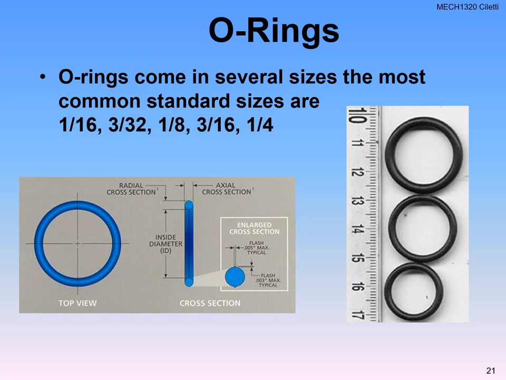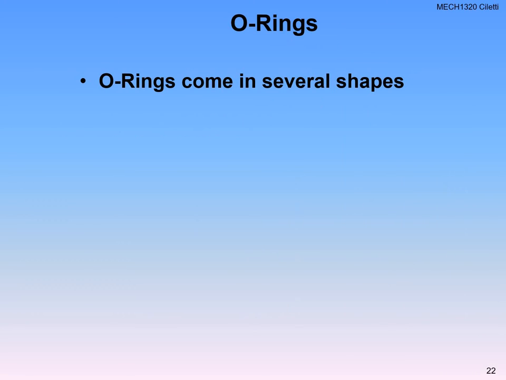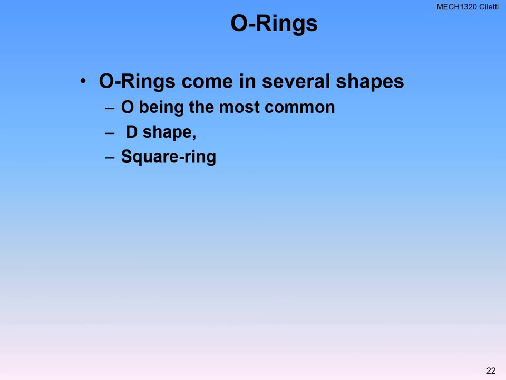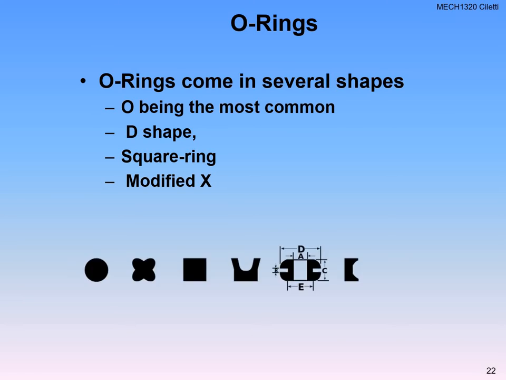But we have O-rings. They come in several sizes. Most common sizes here are 1/16, a 3/32, an 1/8, 3/16, and a 1/4. Okay, different shapes like I said before, okay? O is the most common, but we've got a D shape, a square ring, a modified X. Okay, all these different shapes that we can get them to come in. It has to match what we're using it for.